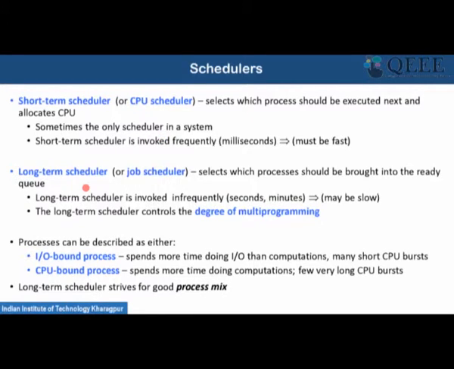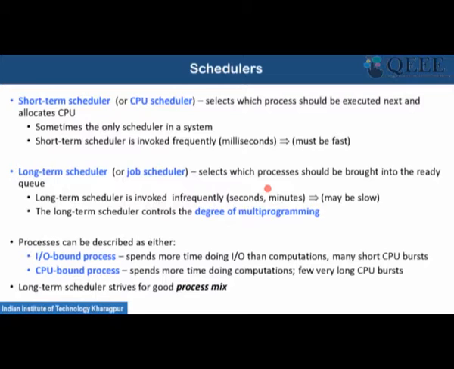Then there is the long term scheduler, or the job scheduler. This long term scheduler helps to select the process that should be brought to the ready queue. Whenever you are running a system, for example a mixed mode of multitasking system with a multi-programming environment, you have multiple jobs which are waiting. Think about a cloud environment or think about a mainframe computer.